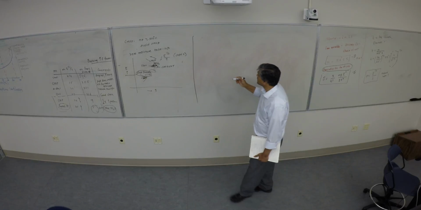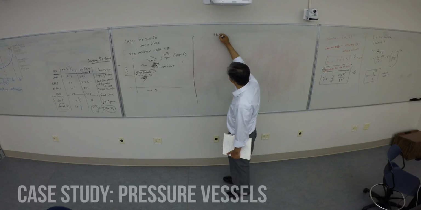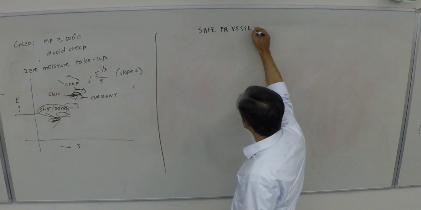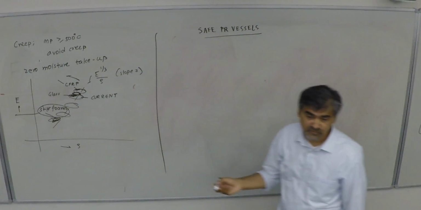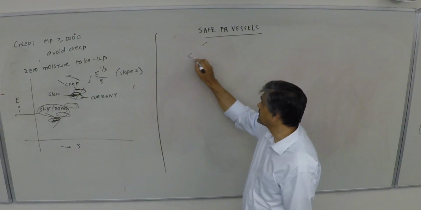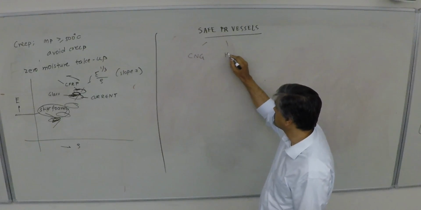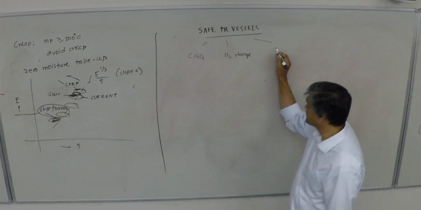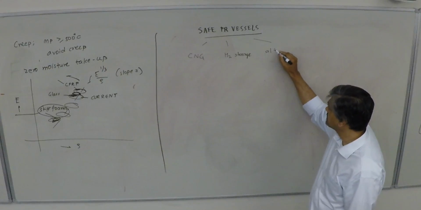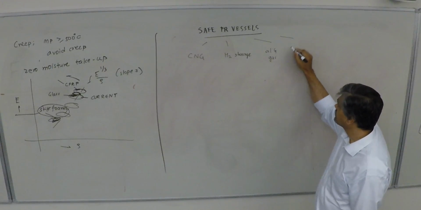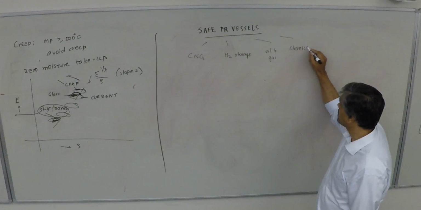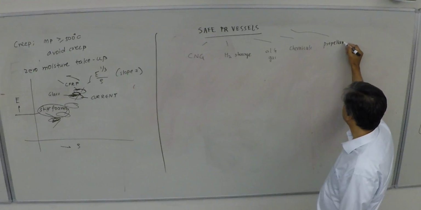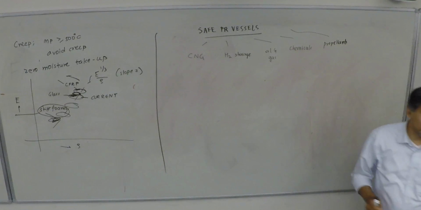This one is around pressure vessels, safe pressure vessels. Examples, of course, include CNG tanks, right? Compressed gas tanks, hydrogen storage. It could be tanks that carry oil and gas, chemicals, weapons, propellants. I mean, a lot of applications for such things.